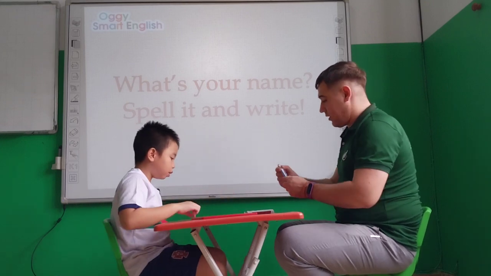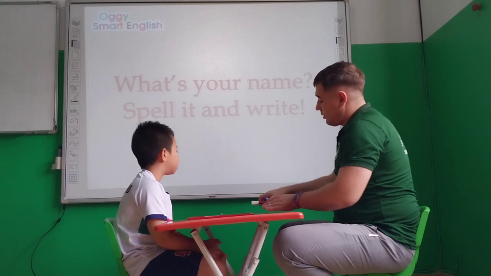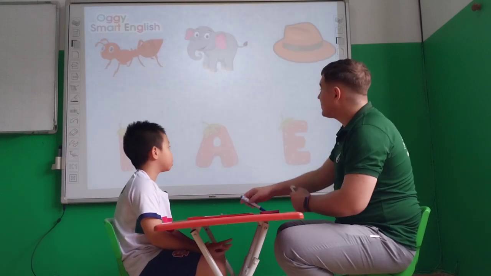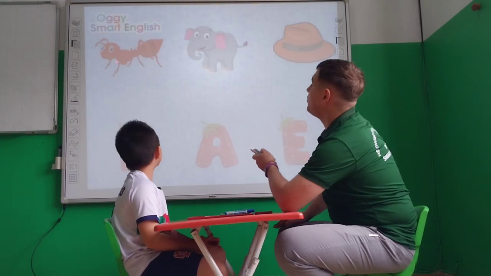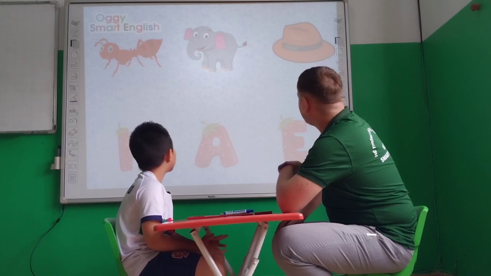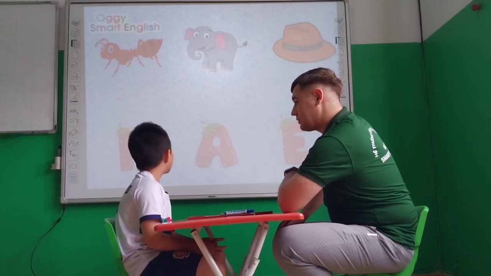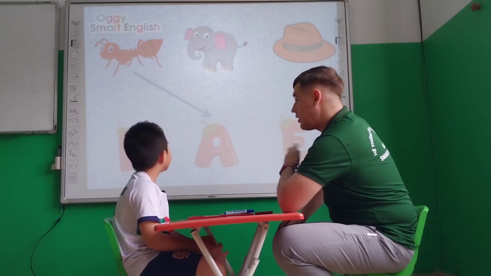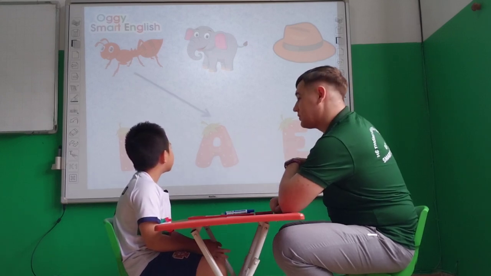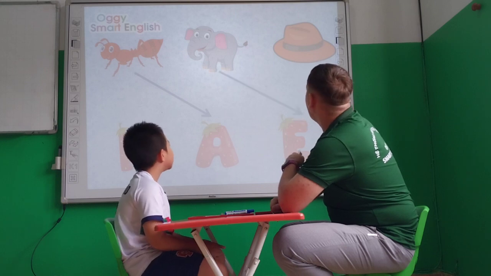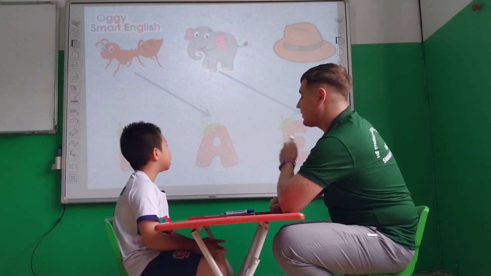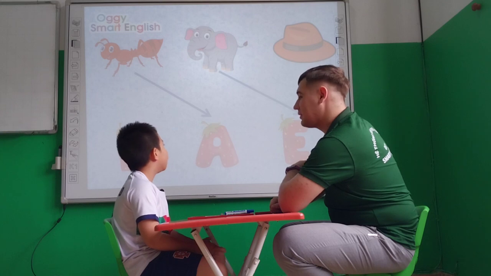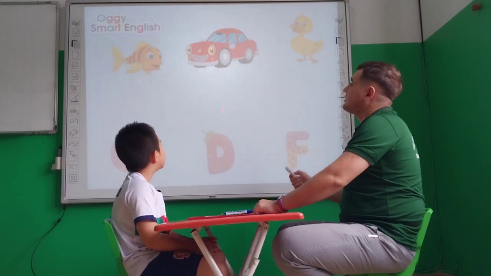Very good. Thank you very much, Cole. Now let's talk about some words. Tell me, please, what is it? Ant. And what letter does it start with? A. Letter A. Very nice. What is it? Elephant. And what does elephant start with? E. Letter E. What is it? Hat. And what's the letter for a hat? H. Very good. Let's continue.